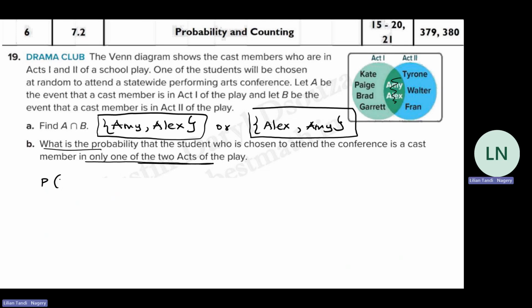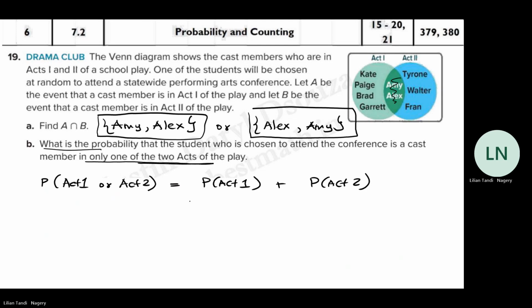I don't want to call it A. Let's call it the way it's been called. Probability of Act 1 or Act 2. Okay? Probability of Act 1 plus probability of Act 2. Okay? Probability of Act 1 only or Act 2 only. Okay? Act 1 only.